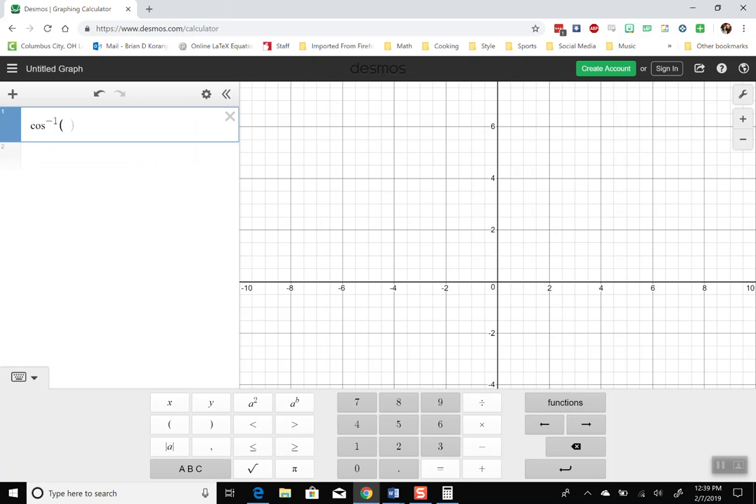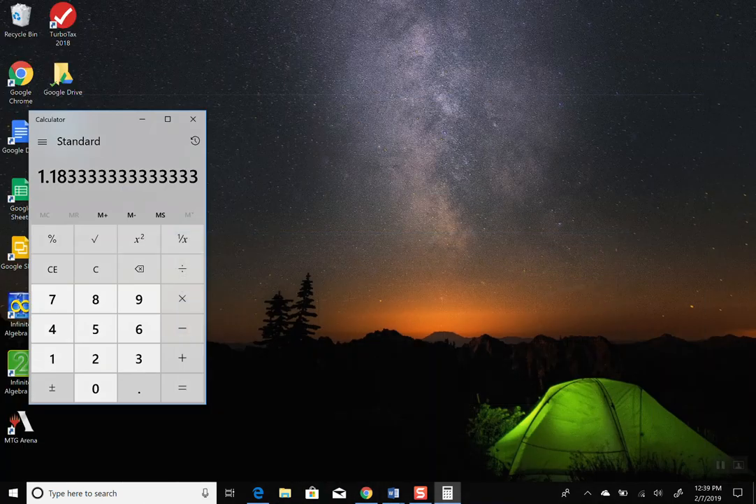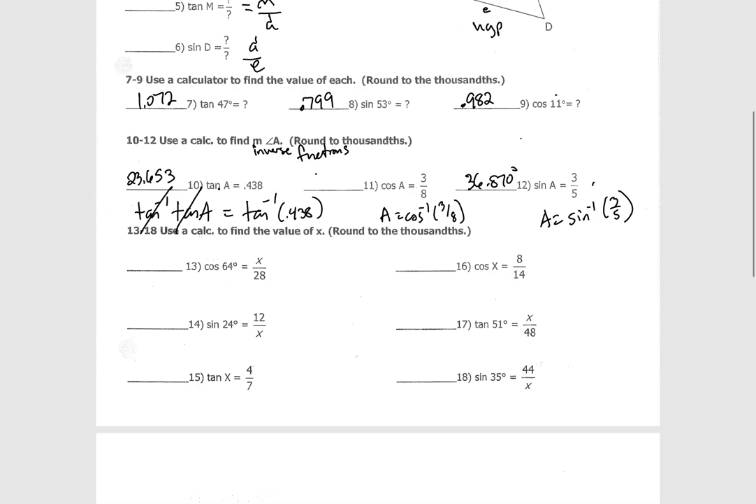So inverse cosine of 3/8 is 67.97, rounding it 67.976 degrees. Okay, and again, what this symbolizes is, cosine, SOHCAHTOA. Cosine was adjacent over hypotenuse. So you have some triangle, the hypotenuse is 8, the adjacent is 3.